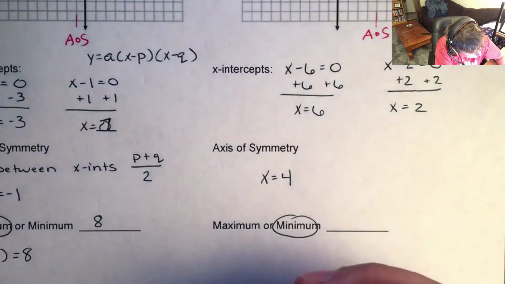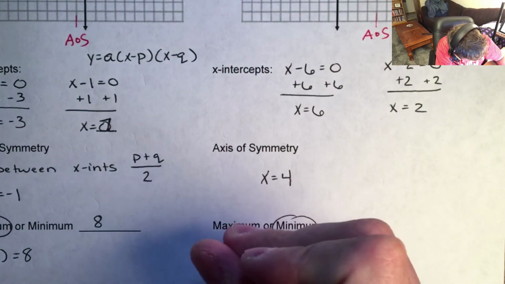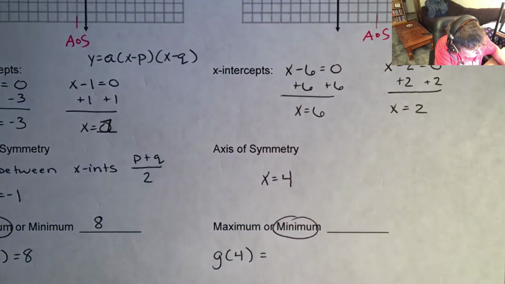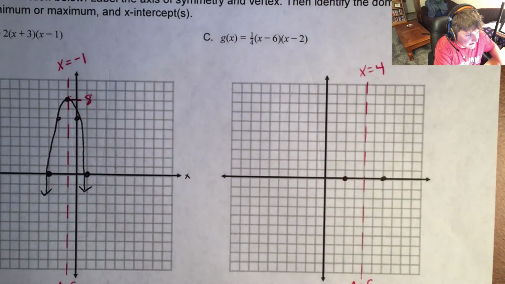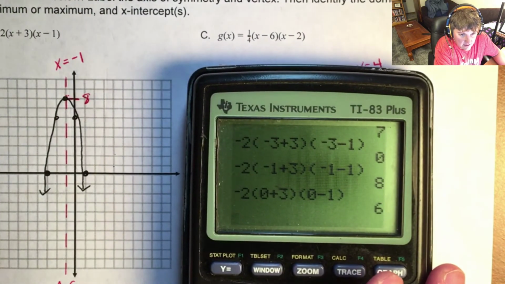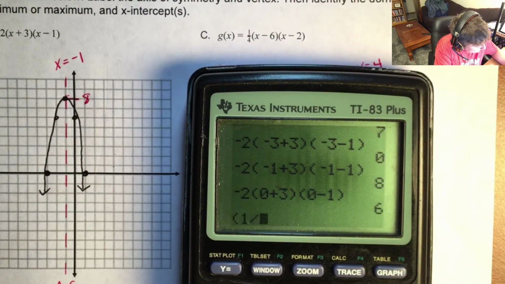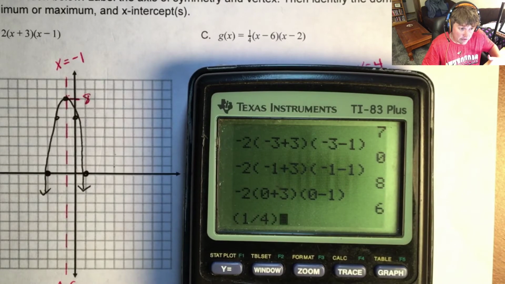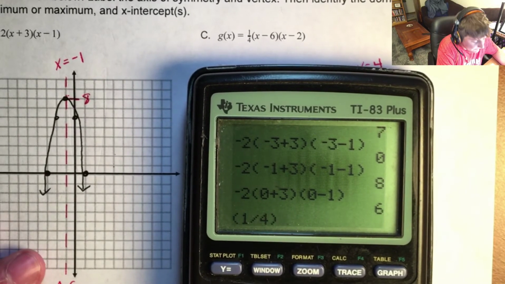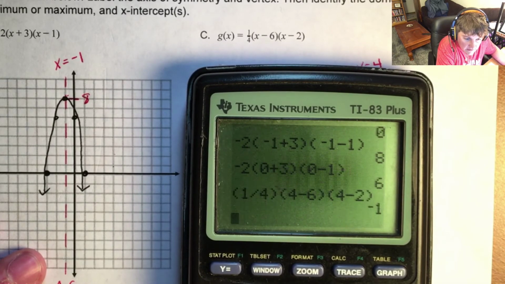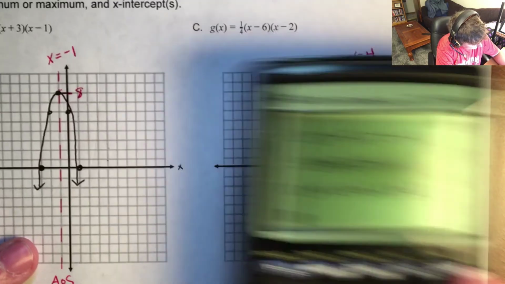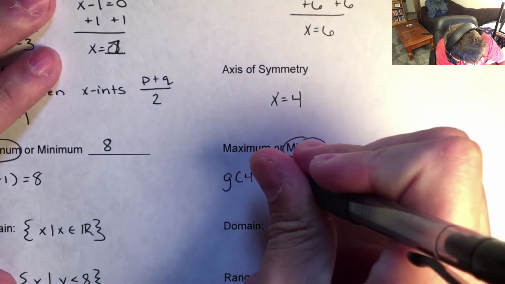And so what I need to do is find what g of 4 is. Okay, g of 4 is just going to be me taking this equation and plugging in 4 for x. So let's go ahead and do that here. Remember, when you're doing fractions, I feel most comfortable putting parentheses around them. So there's 1/4 times (4 minus 6) times (4 minus 2), and that is going to be negative 1. So when I go down here, I now have a minimum point. It's negative 1.